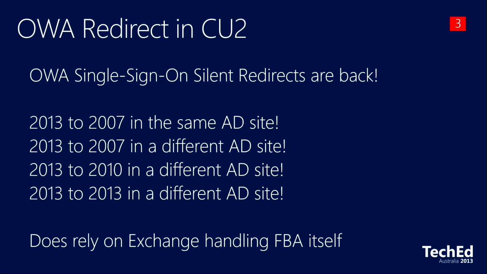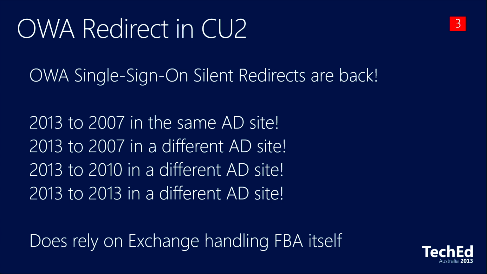Now, one of the other things that we did in CU2 is we brought back what we call silent redirection with single sign-on. In fact, we usually call it silent redirection with silent single sign-on because we've found that the term single sign-on can mean different things in different places. For instance, single sign-on in Office 365 means you use the same username and password everywhere. That doesn't mean it's going to automatically pass those credentials for you.